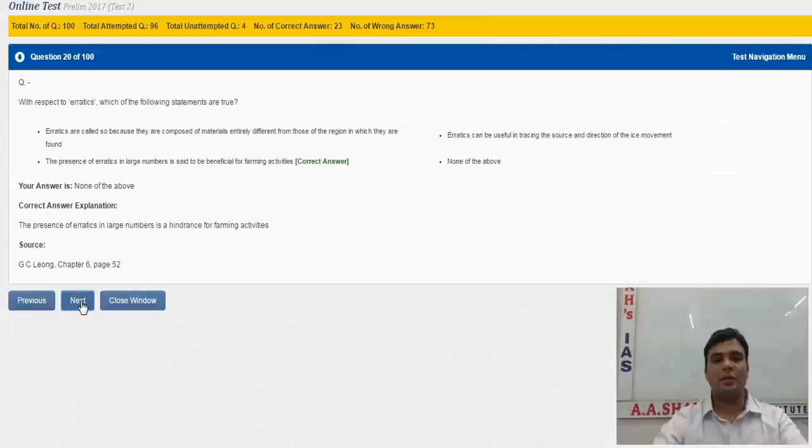एक question है erratics के ऊपर. This is again straight away lifted from Goh Cheng Leong. Erratics के ऊपर question है ये. इसका answer, the answer for this is C. The presence of erratics in large numbers is said to be beneficial for farming activities.